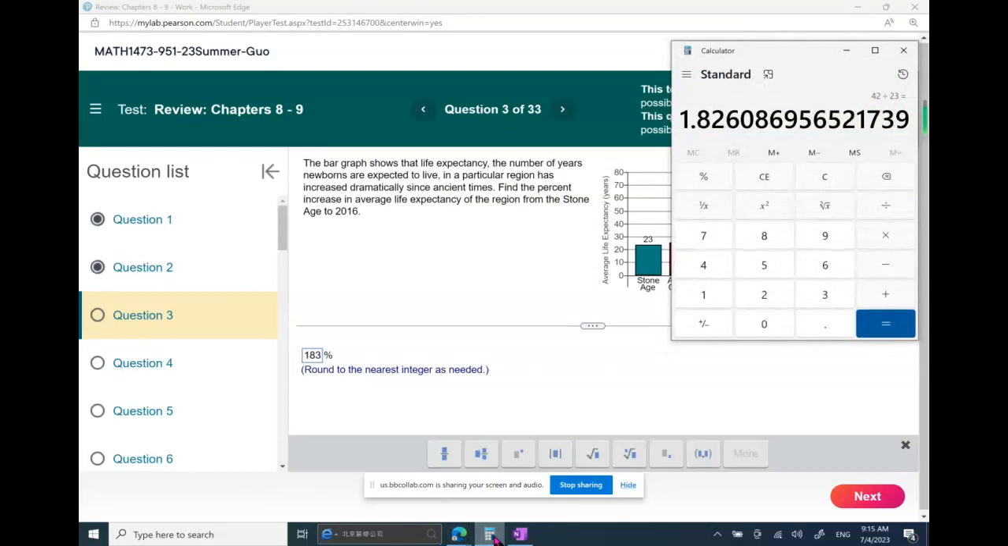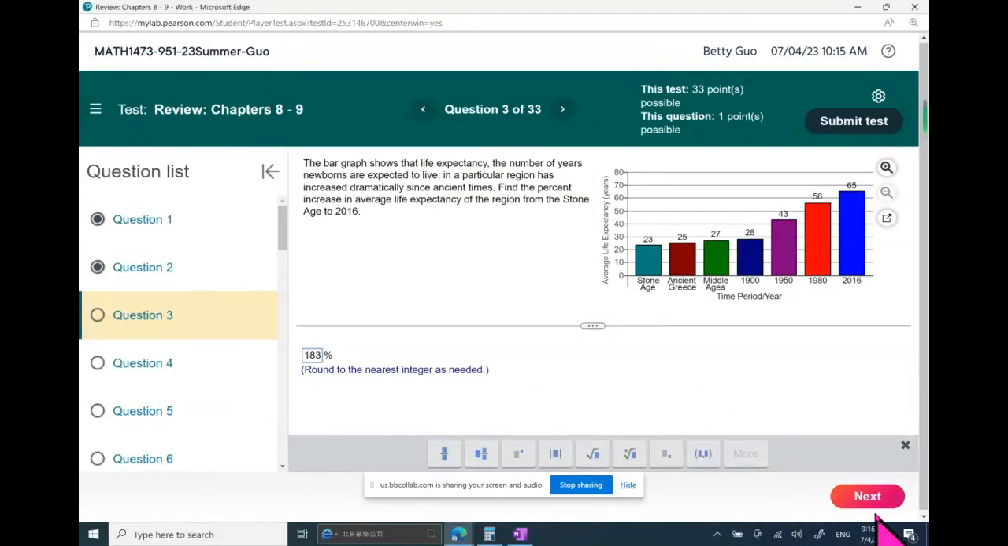I know you got a decimal in the calculator, but the problem already has a percent sign right behind the cell. You need to enter the integer in front of the percent sign. Okay, yeah, let me double check. So 100, round to the nearest integer as needed. That's correct, 183%.